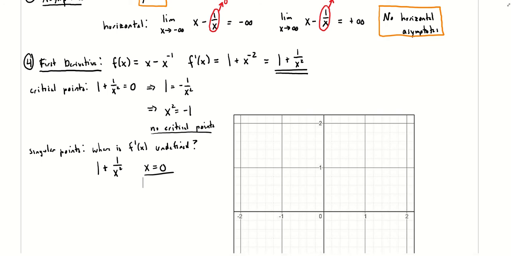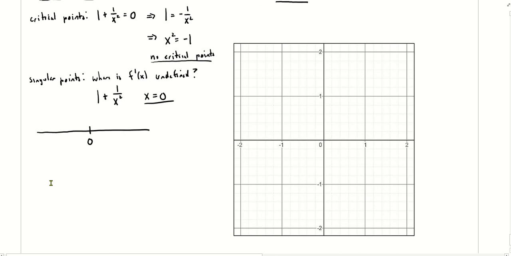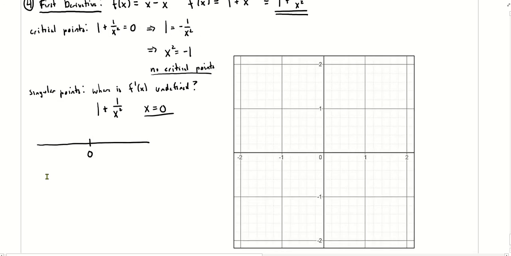So now what I'm going to do is I'm going to use my points, in this case just my singular point, and I'm going to make that little number line, put 0 right there. And now I'm going to use that first derivative to determine where my function is increasing or decreasing. Specifically, I'm going to look at this interval and this interval.